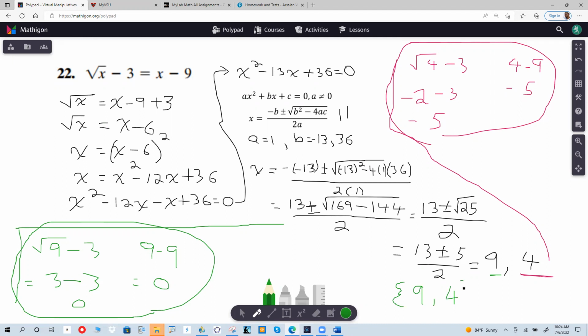Order doesn't matter. You could write 4, 9, but put the braces nicely because it's called a solution set. And that's why we talked about sets. You can put 4, 9, the order doesn't matter. 9, 4 doesn't matter. Now, if somebody puts one answer and that's correct, either 9 or 4, you're going to get half points.